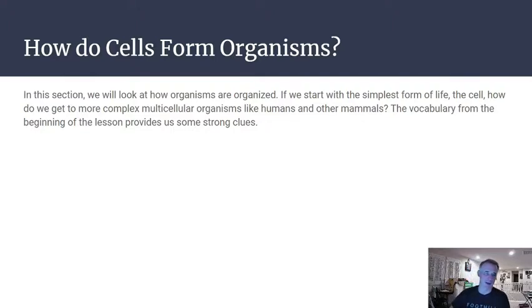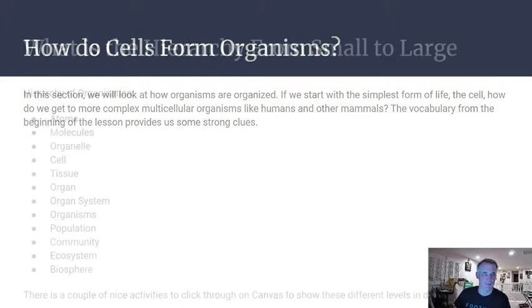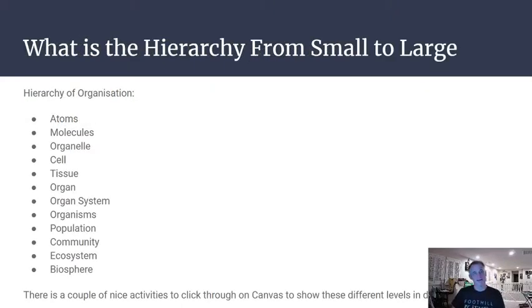The vocabulary from the beginning of the lesson will provide you some strong clues, so make sure you go through that later. So here's the general hierarchy, and we're even getting into the subcellular level, the non-living level, right? So we can start with atoms, which can form molecules, and then these molecules can form organelles, which are inside the cell. Then we start getting to the basic unit of life, which is the cell. Cells can form tissues. Tissues can form organs. Organs can form organ systems.